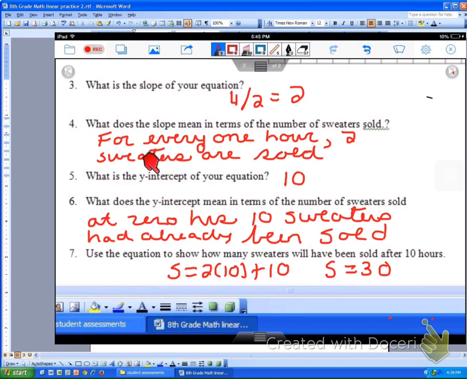What is the y-intercept of your equation? Well, we talked about that. Where x was 0, the y was 10, so it's 10. What does the y-intercept mean in terms of the number of sweaters sold? It means that at 0 hours, 10 sweaters had already been sold. I don't know how. It's weird, but at 0 hours, 10 sweaters had already been sold. Maybe there was some kind of a special. I don't know. But at 0 hours, 10 sweaters. Use the equation to show how many sweaters will have been sold after 10 hours. Well, the 10 is hours, and it goes in the hour spot in the equation. And so 2 times 10, 20, plus 10, 30.